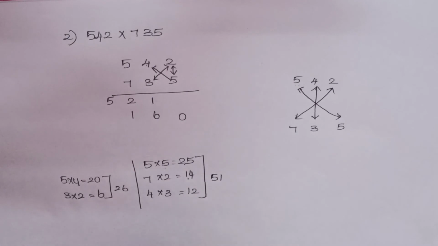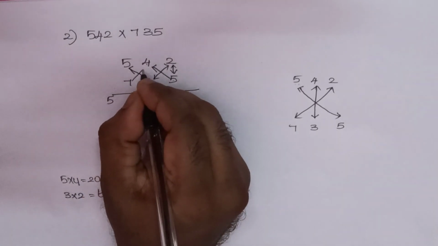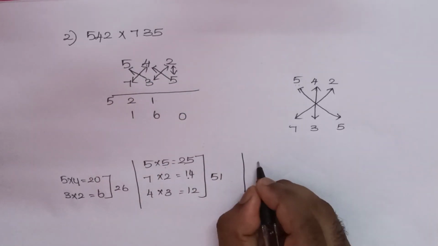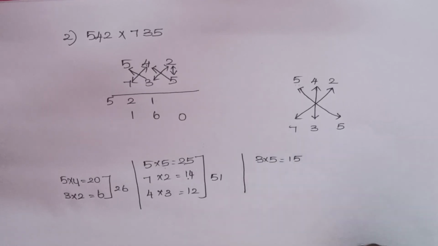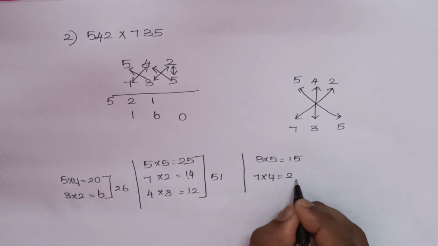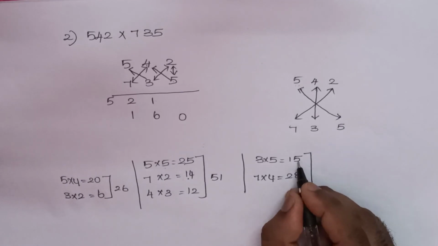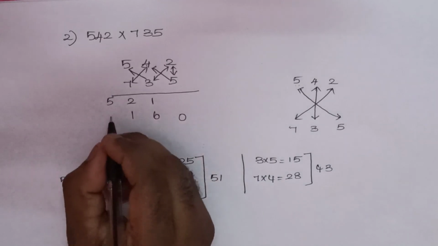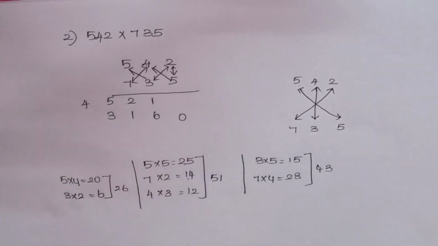The fourth step is to cross multiply the 10th place with the 100th place. Multiply 3 into 5, which is 15, and 7 into 4, which is 28. While adding both you will get 43. So put 3 here and 4 as a carry.